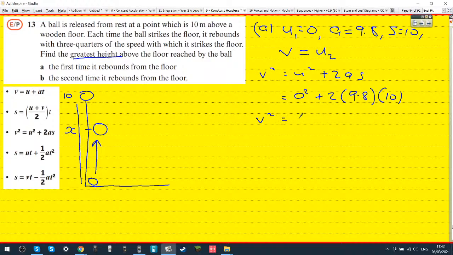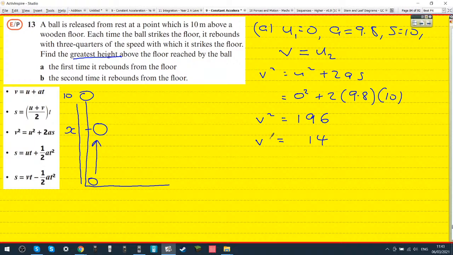Would it be 196? V squared equals 196. Okay, and then you square root both sides. So v is 14. So what's next? Now we have S, U, V, and A. We don't need A anymore, do we? We only need S, U, and V.